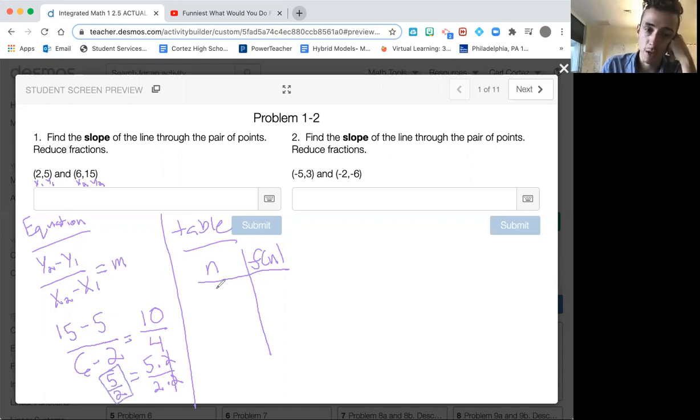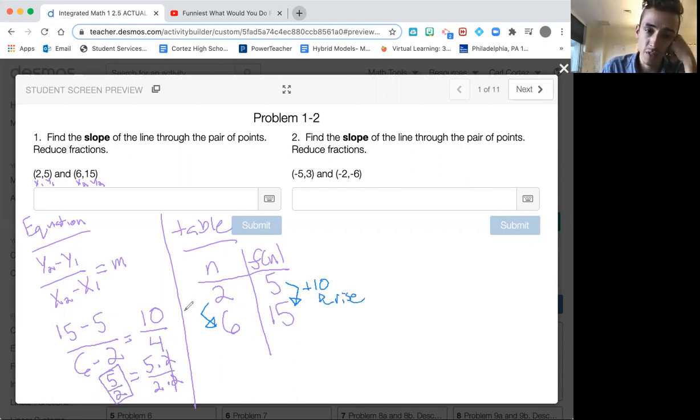I can do the same thing over here using a table. First point's 2, 5. So I'm putting in 2 for n, 5 for f of n. And then I'm using 6, 15 for the other point. I'm measuring my changes in blue. So from 5 to 15, what would I have to add to make that happen? Hopefully you're saying plus 10, which I'm going to call my rise.